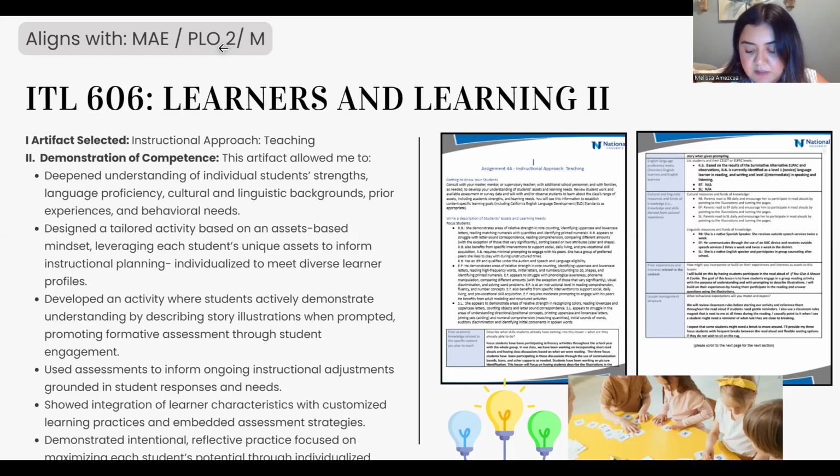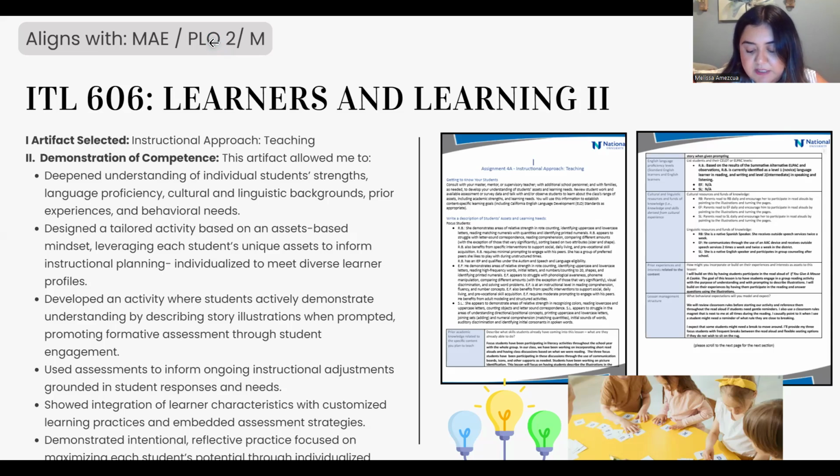They're kind of students that I would say I had a little bit more of a challenging time supporting in the classroom. I used assessments to inform the ongoing instructional program I was developing, and really used student responses throughout the activity to gauge my next steps. This assignment showed that I was able to use sophisticated integration of learning characteristics and customize those learning principles to embed strategies that were really responsive to those students' needs.